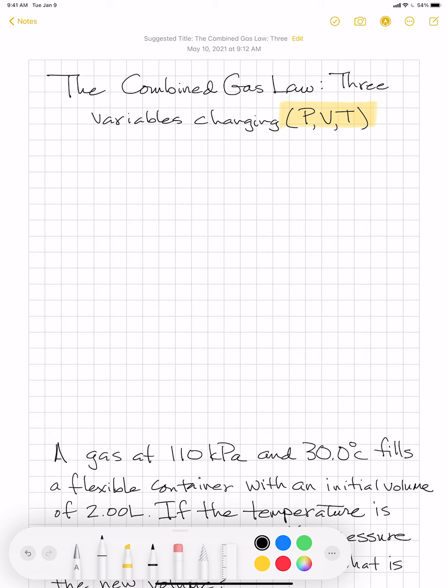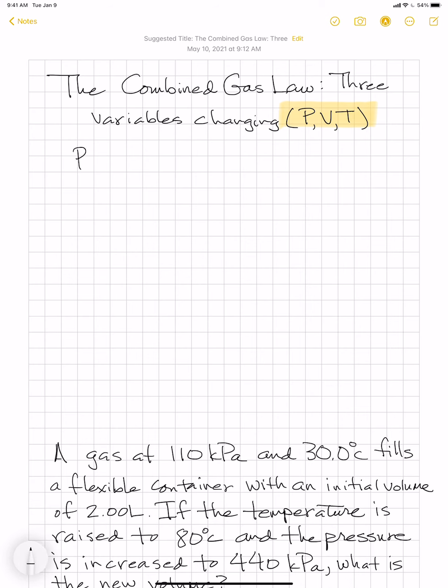because you'd be saying, well, if two variables are changing at once, how are we going to keep track of them? Well, the way that we're going to keep track of them is we're going to be using the combined gas law equation, which is P1 times V1 over T1 is equal to P2 times V2 over T2. And if you look at this equation, you can see that it has the previous three gas laws all combined. That's right.